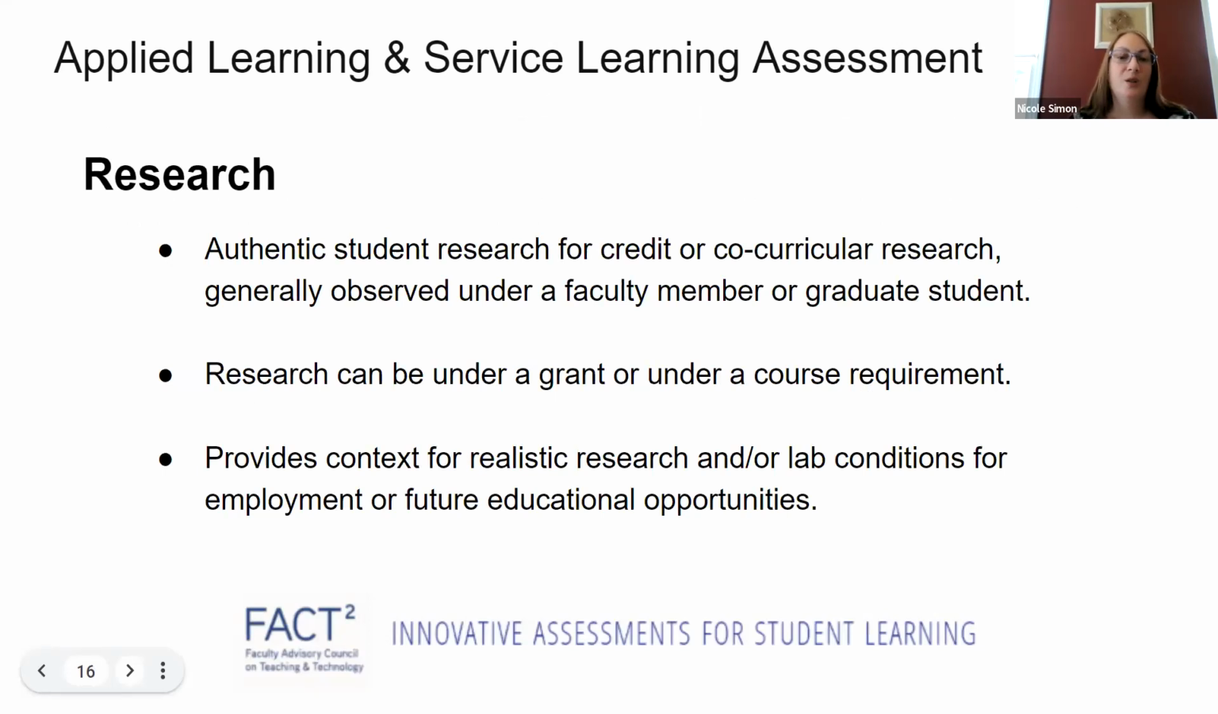Some research that can include is using credit for co-curricular research or co-curricular opportunities where faculty are working with graduate students or even faculty working with undergrad students, being able to do this under a grant or a course requirement, having a context for that realistic research, whether it's in a lab condition or employments for future education opportunities.